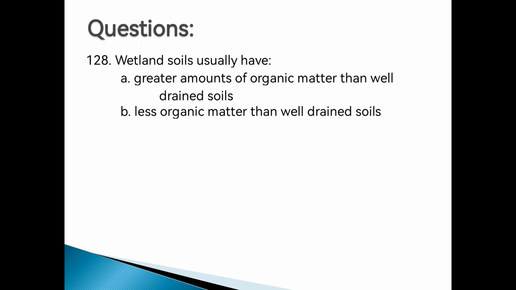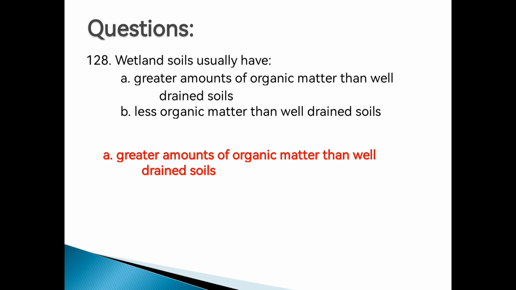Question 128. Wetland soils usually have A. Greater amounts of organic matter than well-drained soils. B. Less organic matter than well-drained soils. The correct answer is A. Greater amounts of organic matter than well-drained soils.